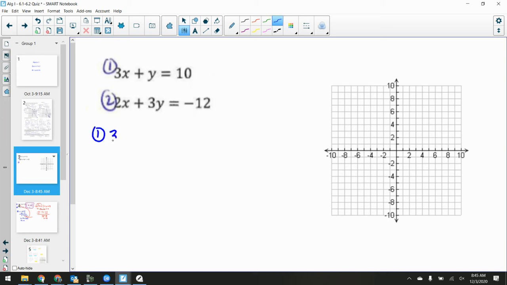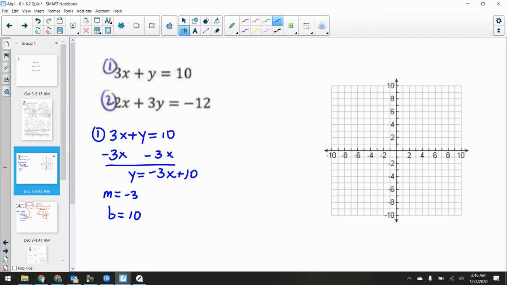Okay, so here's equation 1. 3x plus y is 10. So that means I just subtract the 3x over to the other side. So y is negative 3x plus 10. Notice that I do put the x first in this case because I'm being asked to graph. I want to put it in slope-intercept form. M is negative 3. B is 10.